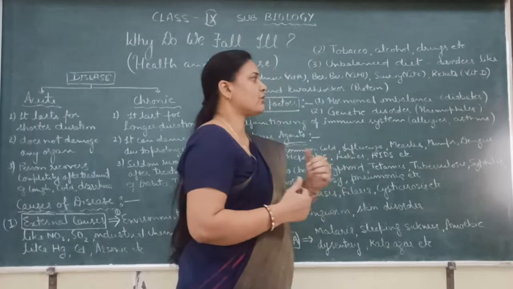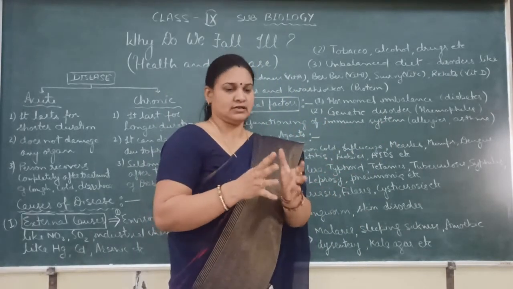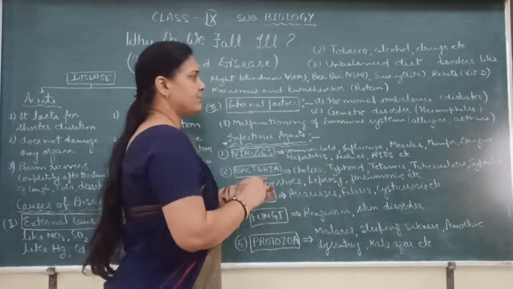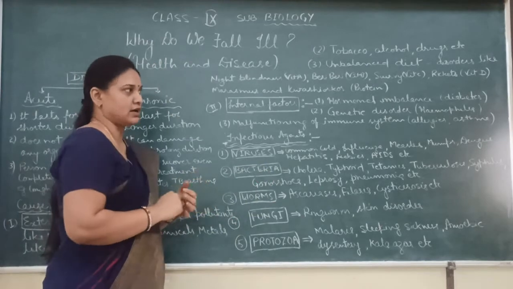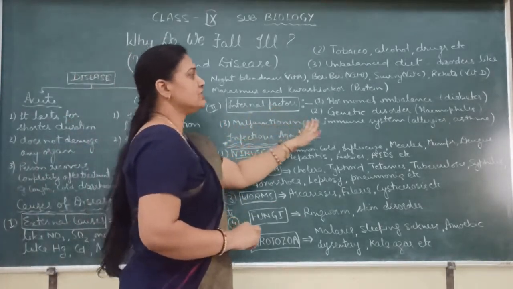Hemophilia is the royal disease. Due to hemophilia, the blood clotting is disturbed, and it can be caused by a particular hormone, which is sex-linked. And the third is malfunctioning of the immune system.